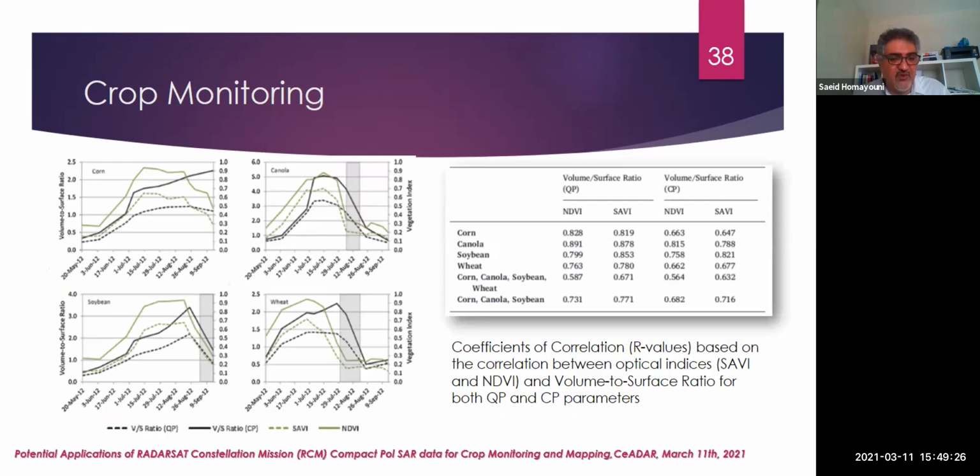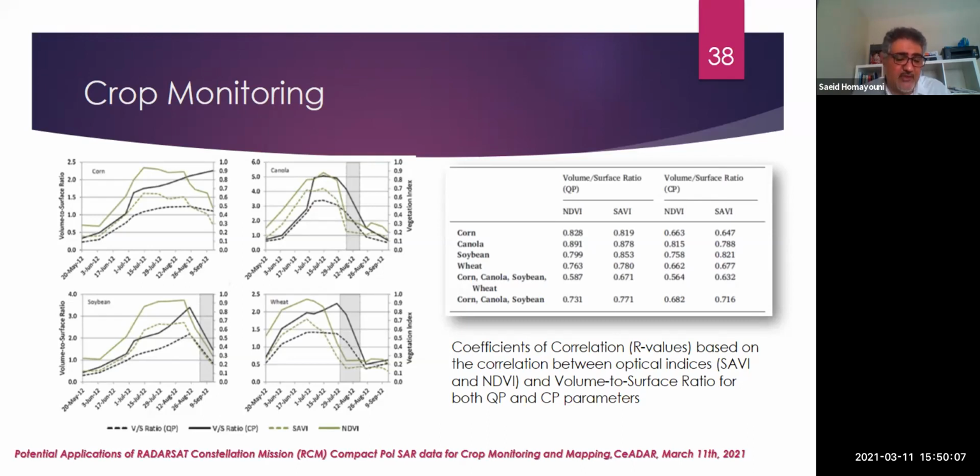If you are familiar with them, both are similar, but SAVI, the soil adjusted vegetation index, is more helpful when there is less amount of crops and vegetation in your field. But in general, you can see that there is a good match between them, maybe less so for some crops like corn, because at the end you have different patterns, with fruit on top of the plant, which can be represented differently in the radar data. But in general, there is a good correlation between these two data.